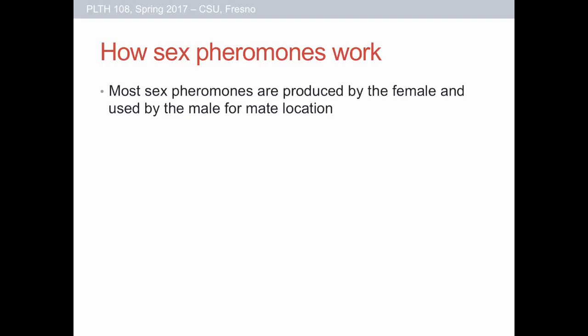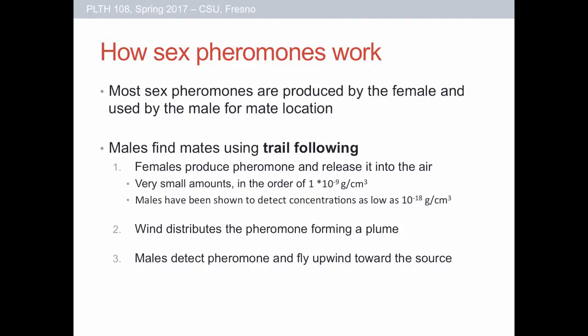So just a quick review of how sex pheromones work. In general, with insects, sex pheromones are produced by the female in order to attract a male. It generally does not work the other way around. Males typically don't produce anything. So males will ultimately find females using a behavior called trail following, in which they will essentially detect the pheromone and fly up the plume to find the female.